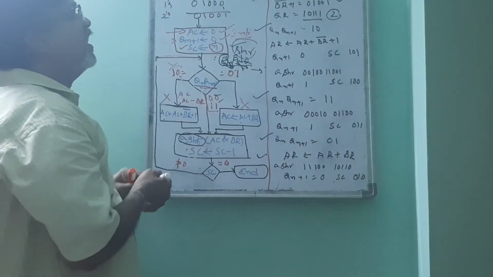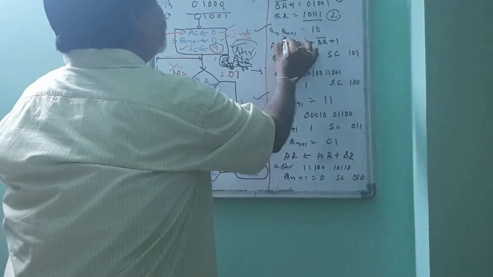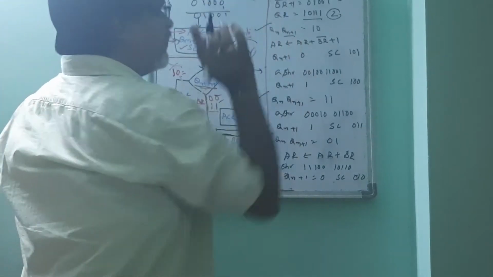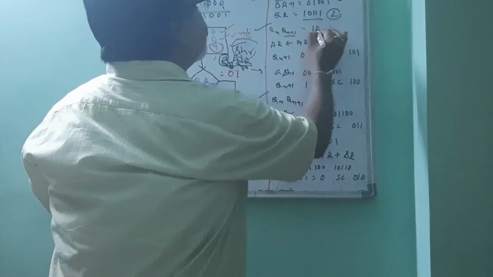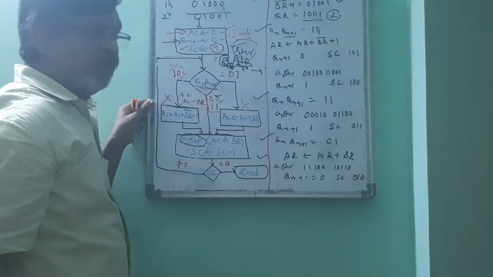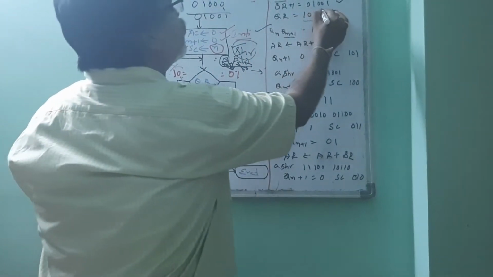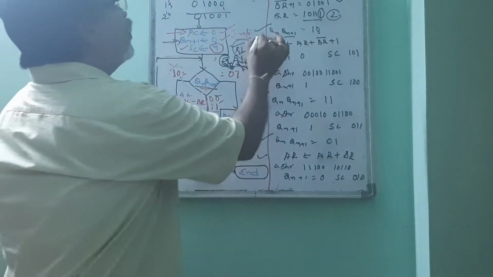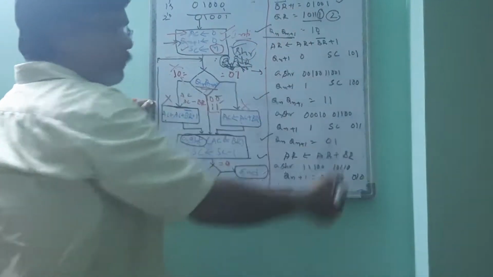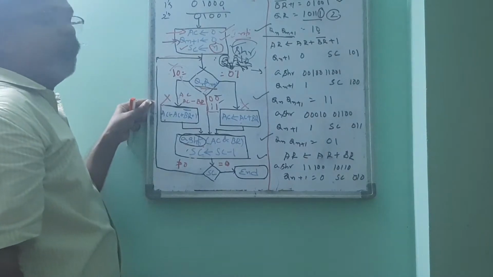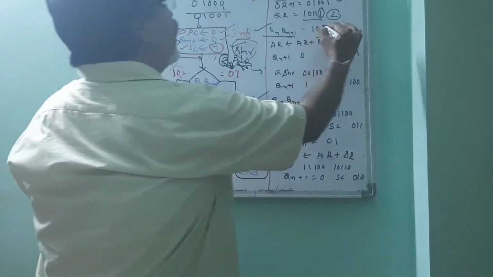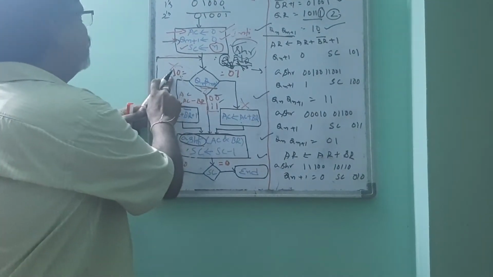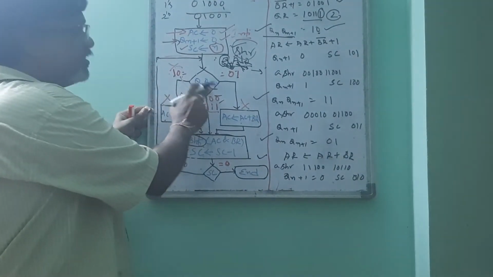Now, initially, what is the value of Qn plus 1 we have stored here? Qn plus 1 is 0. For the first time, the Qn plus 1 value will be 0. And what is the Qn value? This will be the Qn value, and it is 1. So in the first step of this process, the values of Qn and Qn plus 1 are 1, 0. If it is 1, 0, what do we have to do?